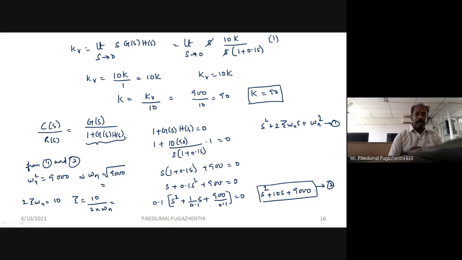Very good. Varshit, also tell me what is the value for zeta here. Substitute that: 10 divided by 2 into 94.87.